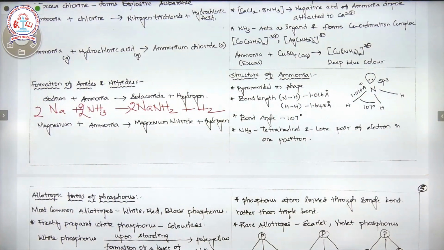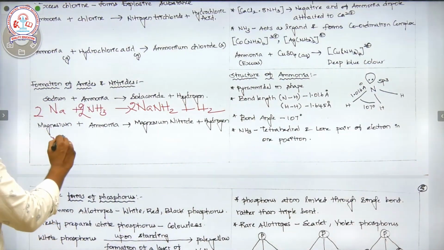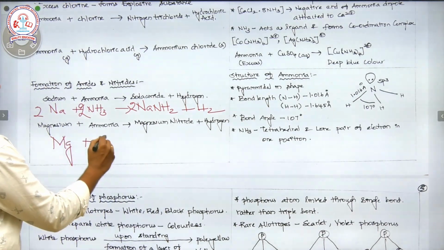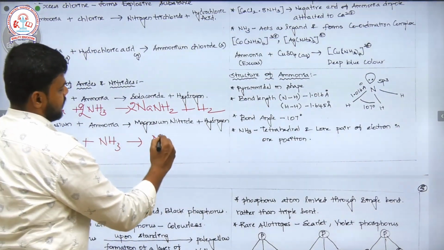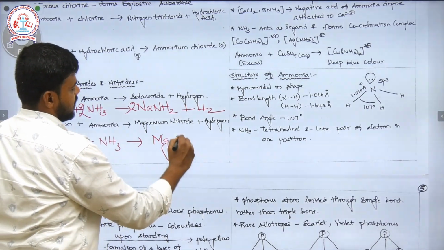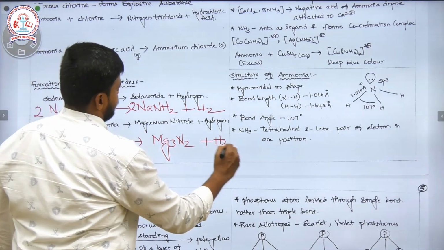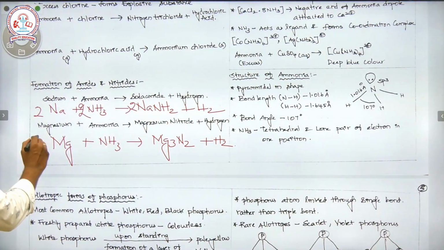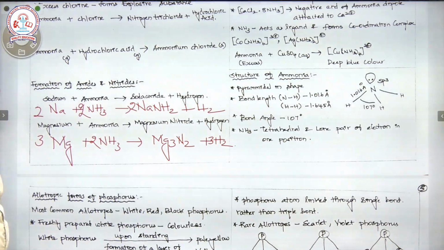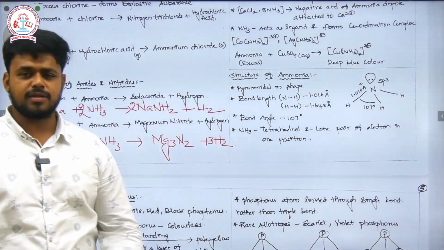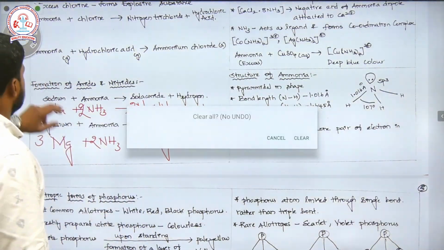So balanced, that's all. The next one, magnesium reacts with ammonia to form magnesium nitride, Mg3N2, by evolving hydrogen. So here it is 3, then here it is 2, hydrogen is 6, so I will make it as 3. So this is regarding that. These are the various properties of ammonia.